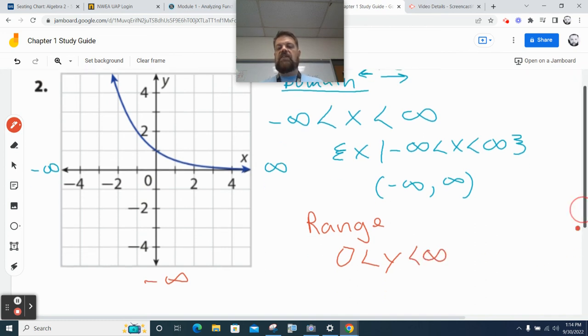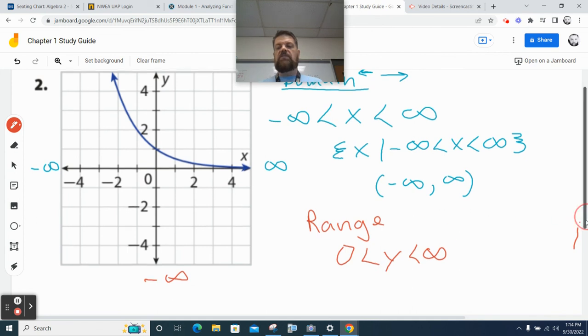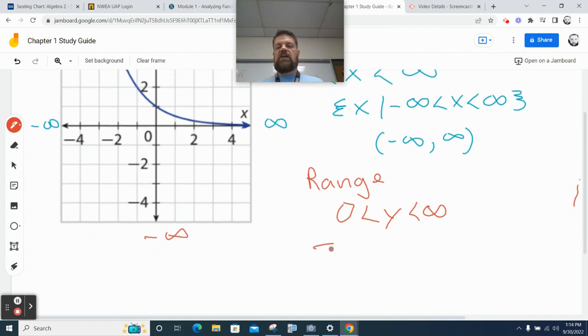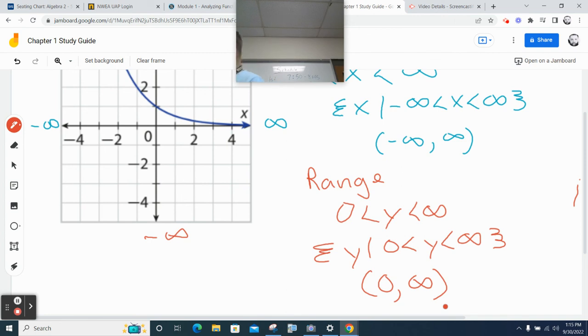So now that I have that as my range, whoops, got a little sloppy there. Then my interval notation will just be y is an element such that it lives between 0 and positive infinity. That's not a good brace. Uh-oh. That's better. And then I'm just going to go from 0 to infinity. Let me check that in my book. Yep, that's right. Any questions on that one?